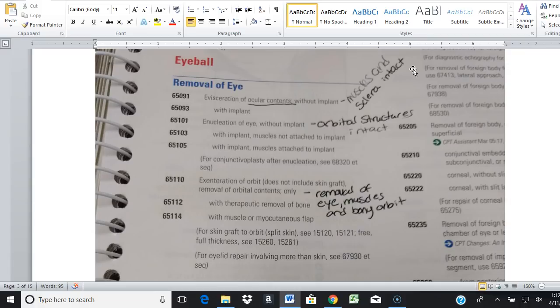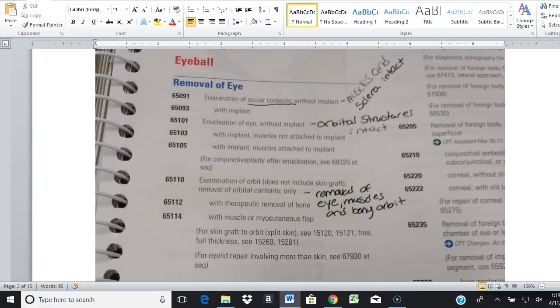So exenteration is where we are removing the orbital contents, which is the removal of the eye, the muscles, and the bony orbit. Okay, so keep in mind, this is, again, going to be more for traumatic accidents and injuries when there's been perhaps a crush injury or something of that nature. And again, we can do it with the removal of the bone, and we can also do it with muscle or myocutaneous flaps. So that's one of the biggest things to keep in mind, is that we have different options depending on what's going on with the patient.